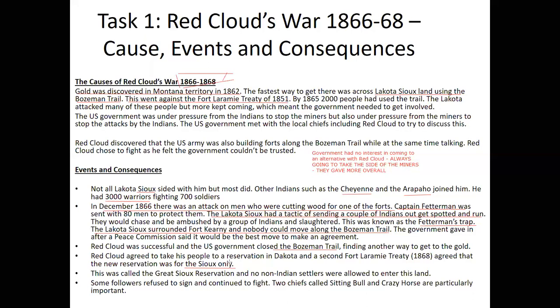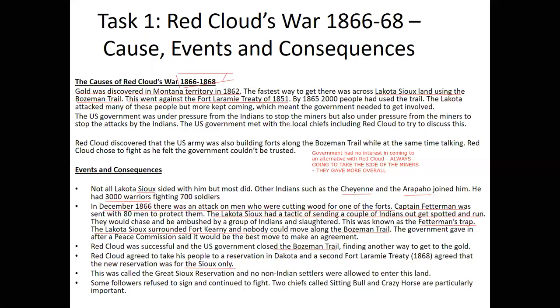So this was one of the first times where the government had to basically compromise on their ideas. And it was a way, I mean, the Sioux were one of the greatest nations in Native American history. So by giving them what they wanted, they hoped that there would be less conflict as time went on. Some followers refused to sign the Second Fort Laramie Treaty and continued to fight. Two chiefs called Sitting Bull and Crazy Horse are particularly important, and we'll definitely talk about those in later lessons.